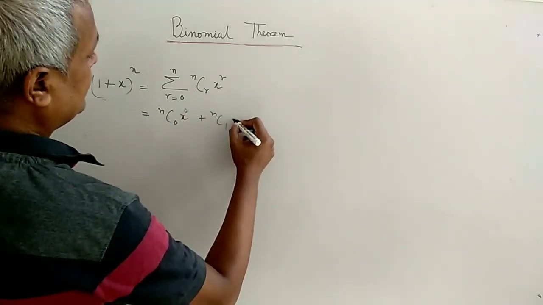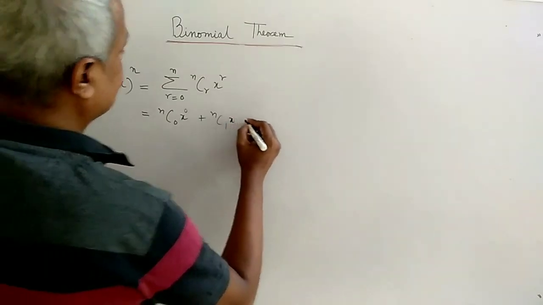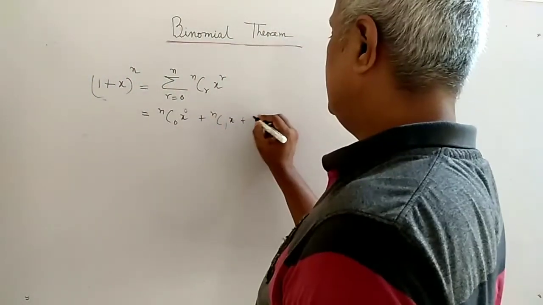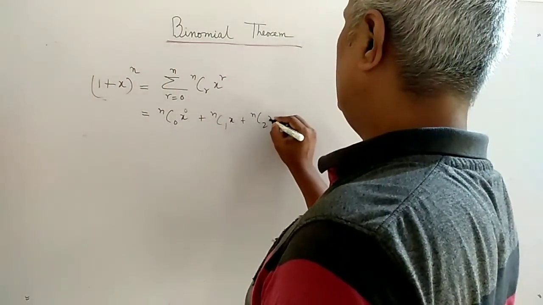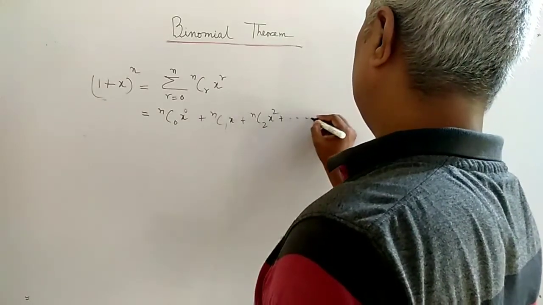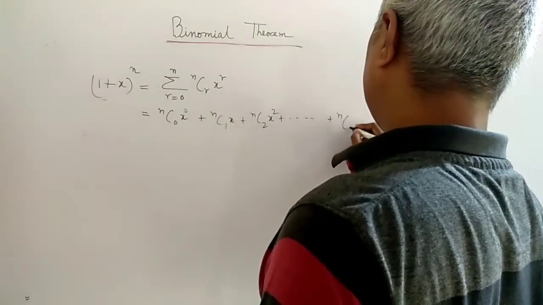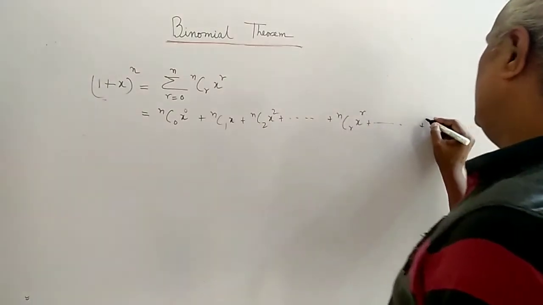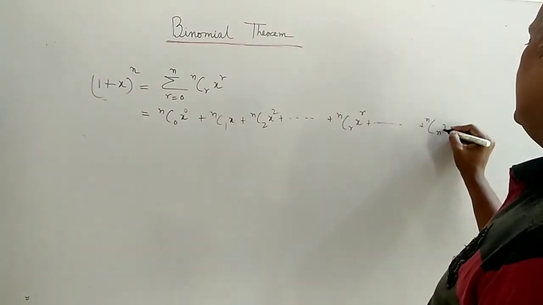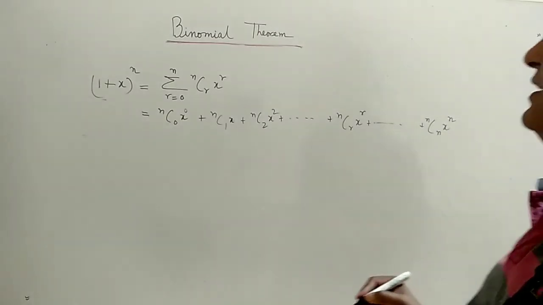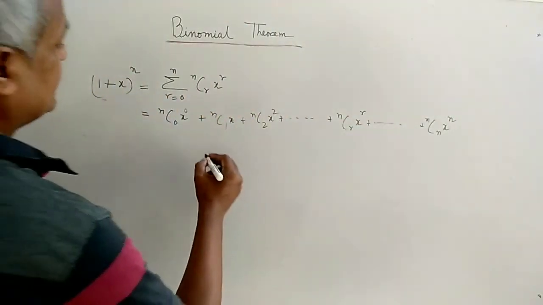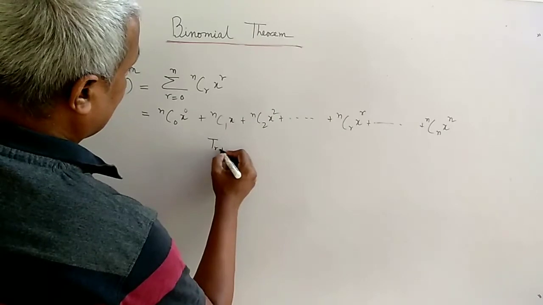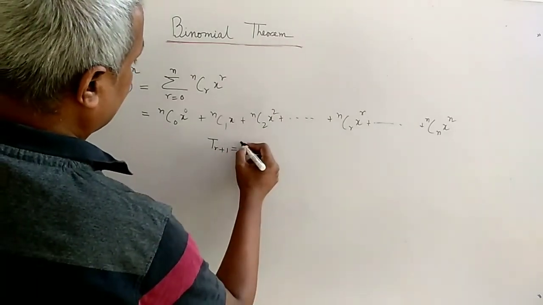nC1 x, plus nC2 x squared, plus dot dot dot, nCr x to the power r, plus dot dot dot, nCn x to the power n. The rth term in this expansion will be T(r+1) equals nCr x to the power r.